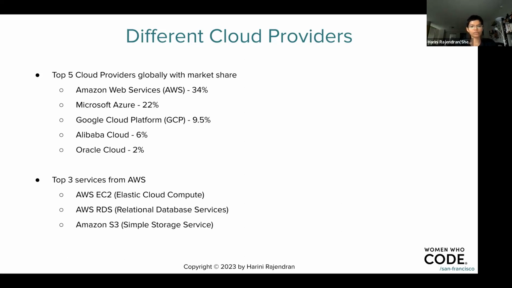So you can literally store any blob of data in S3 and share it with others who have access to S3 as well. So these are the top 3 most widely used AWS services, and these are the most famous cloud providers in the world as of today.